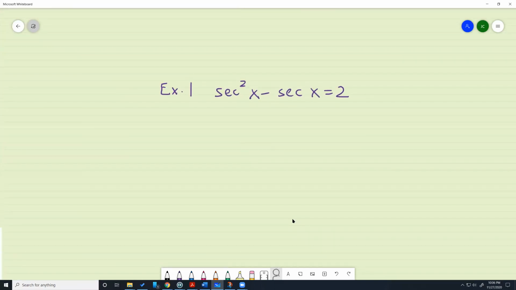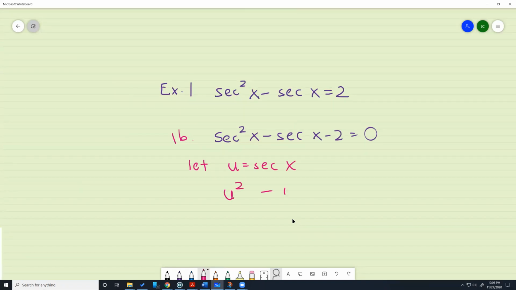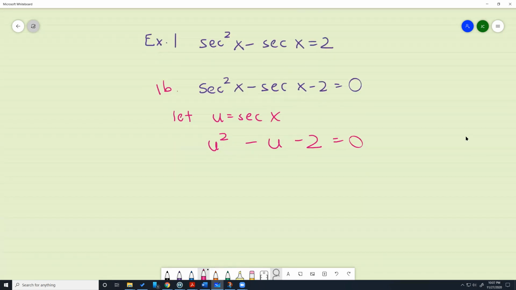Secant squared x minus secant x equals 2. I know one of the steps said to get this down to the basics, which would be cosine only, but that would make things harder actually. So let's go ahead and just keep secant for now and just do step 1B, which is to set it equal to 0. You'll see why it's easier. Okay, hopefully you can see how this is a factoring pattern. If not, you can let u equal secant x, and hopefully you see this is a u squared minus u minus 2 factoring pattern. Okay, however, I'm not going to do it like that.